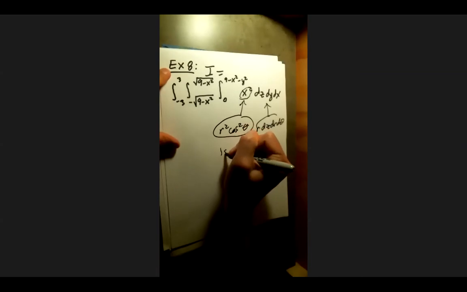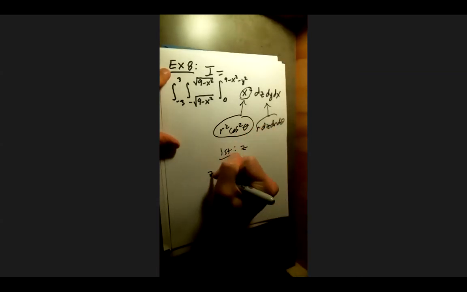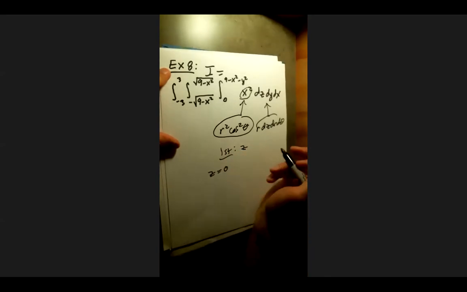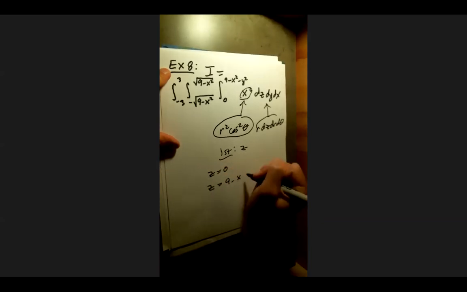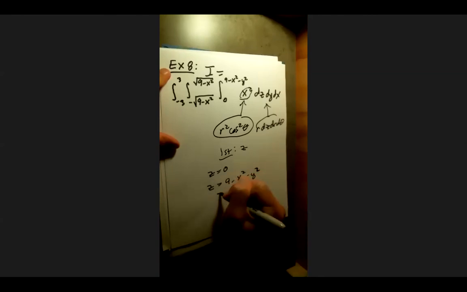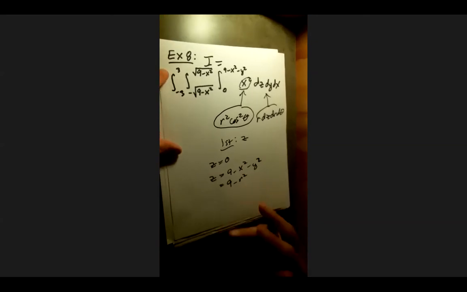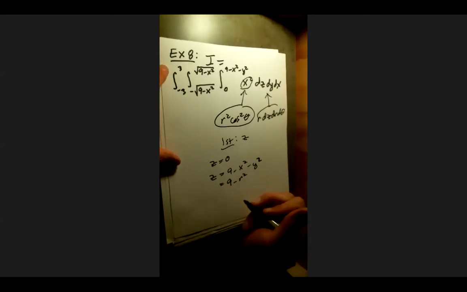So if we look at our z's, remember there's a z in both coordinate systems. So z equals 0 is going to be the same in both places. Z equals 9 minus x squared minus y squared can be replaced by 9 minus r squared. Negative r squared. Yeah, very good. So that part's nice. But how about the second one?